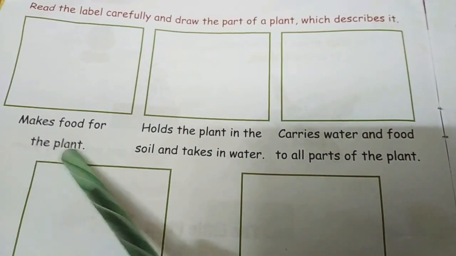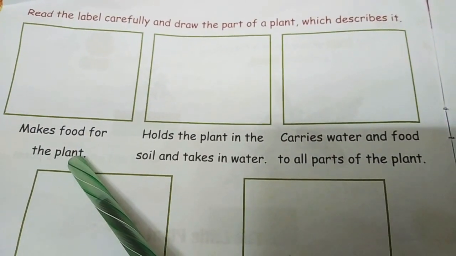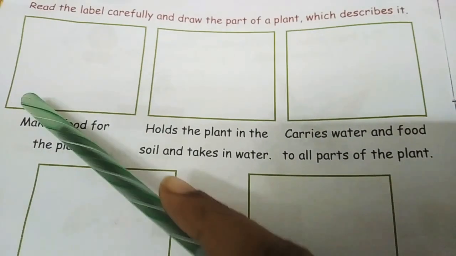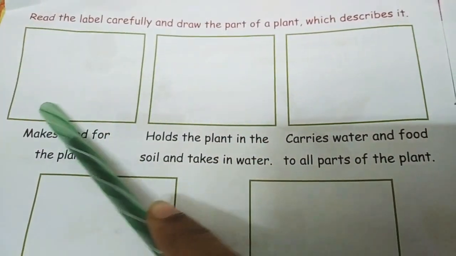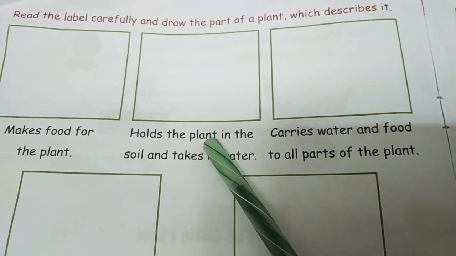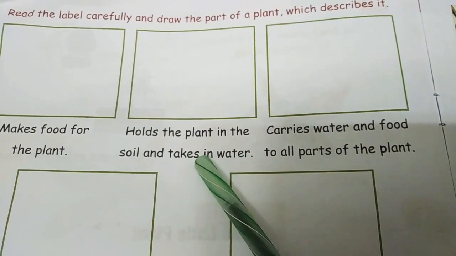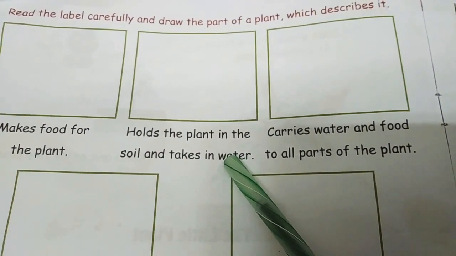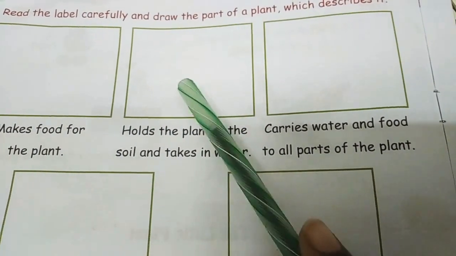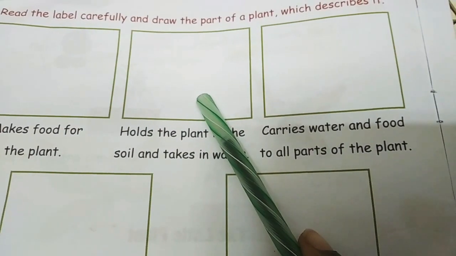Makes food for the plant. Can you tell me which part makes food for the plant? Yes, that is the leaf, right? So here you have to draw the leaf. Now coming to the second block, holds the plant in the soil and takes in water. Can you tell me which part? Yes, that is the root part. So here you have to draw the root.